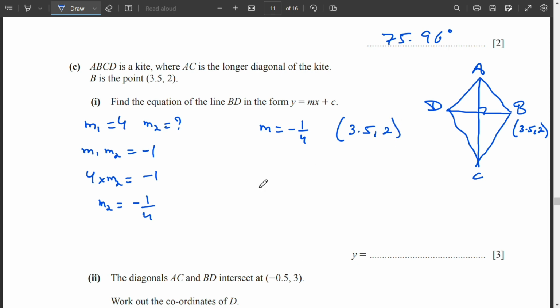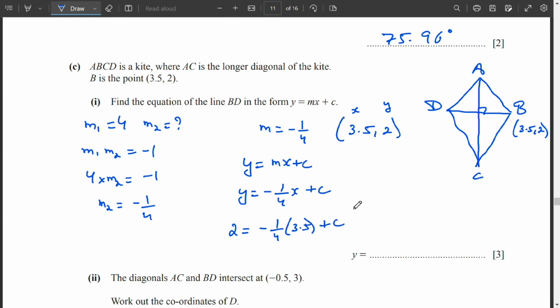So we can write y equals mx plus c. So y equals -1/4 x plus c. Now we substitute the values. This is x, this is y. So this becomes 2 equals -1/4 times 3.5 plus c. Now, to solve this, this is -3.5/4. When you take it to that side, this will be 2 plus 3.5/4 equals c.